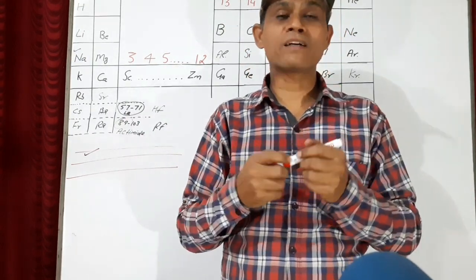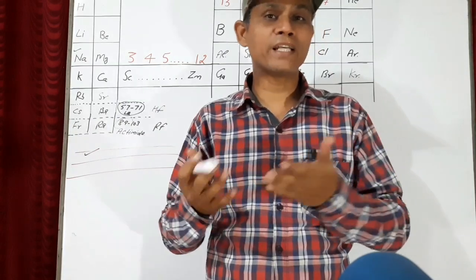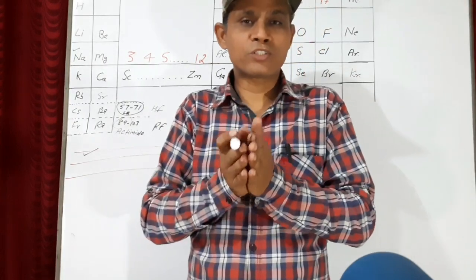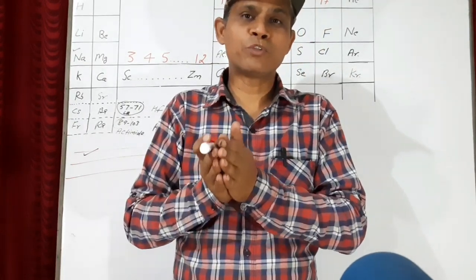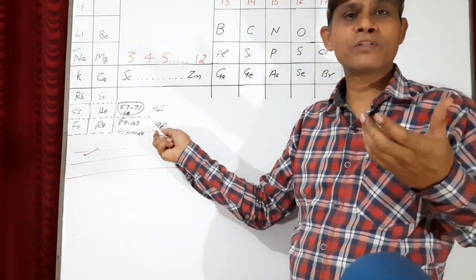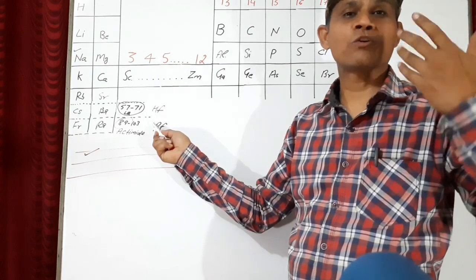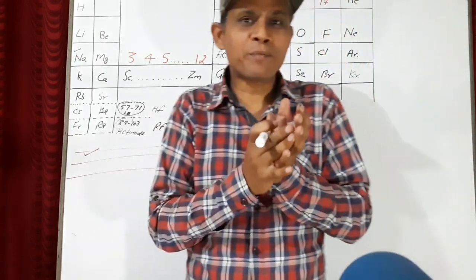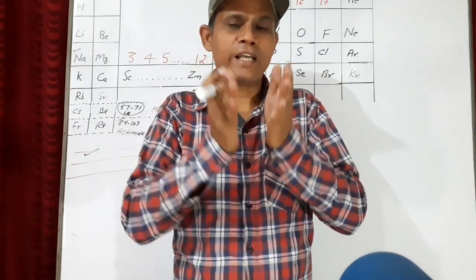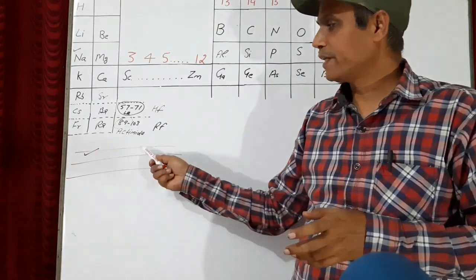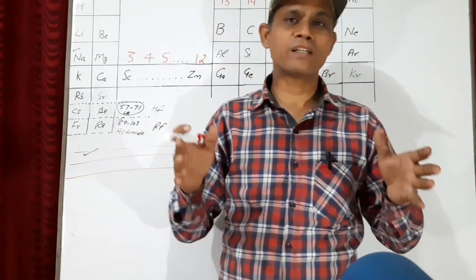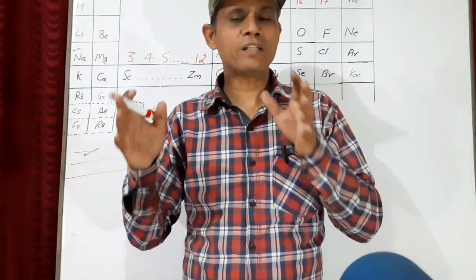Now, the question may arise why these are not given a place in the main body. Because if the place was given to them, the geometry or the shape of the periodic table would have been distorted. To maintain the shape of the periodic table, these elements are given a separate place at the bottom. They are not there in the main body of the periodic table.